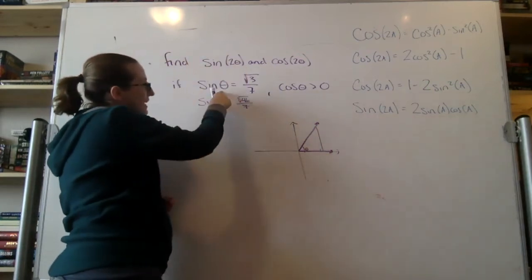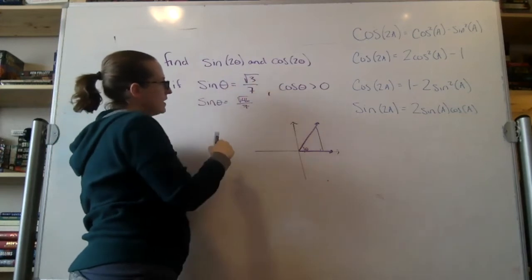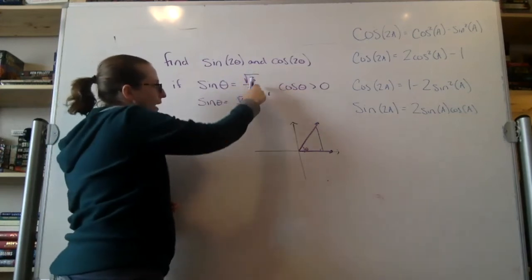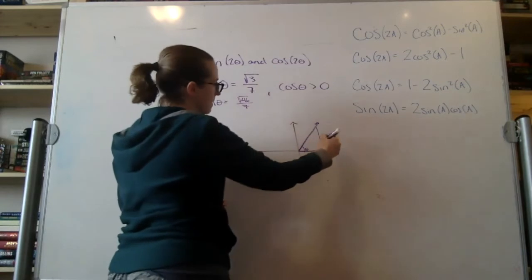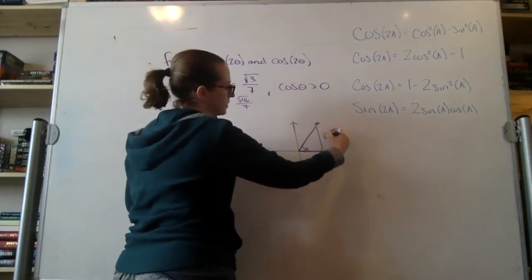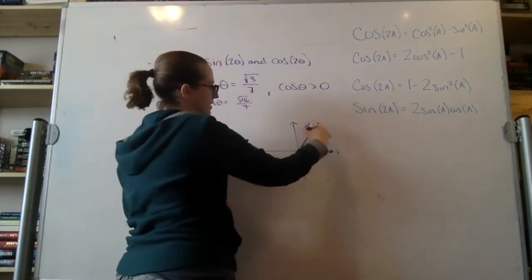Now we know that sine of theta is square root of 3 over 7. We know that sine is y over r. Okay, so that means our y is going to be the square root of 3. Our r is going to be 7.